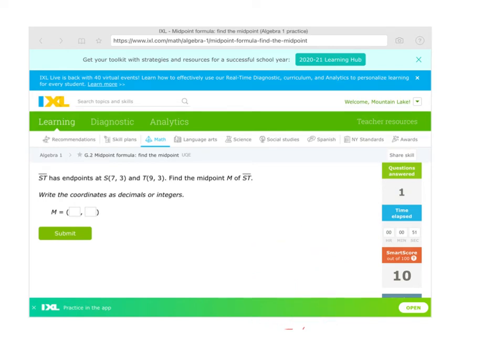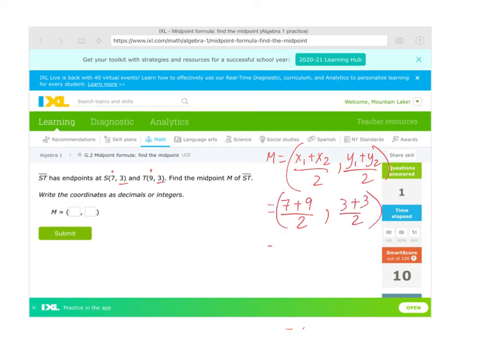Then you guys can take over. So, again, midpoint formula. Keep these formulae in hand because this is what will help you, okay? So, x's. Let's put those in. 7 plus 9. Remember, the first value is the x. The second value right here is the y value. So, put that here. So, 7 plus 9 is 16. 3 plus 3 is 6. 16 divided by 2 is 8. 6 divided by 2 is 3.